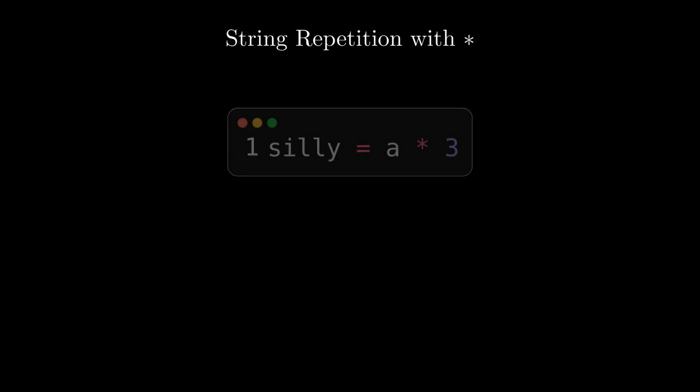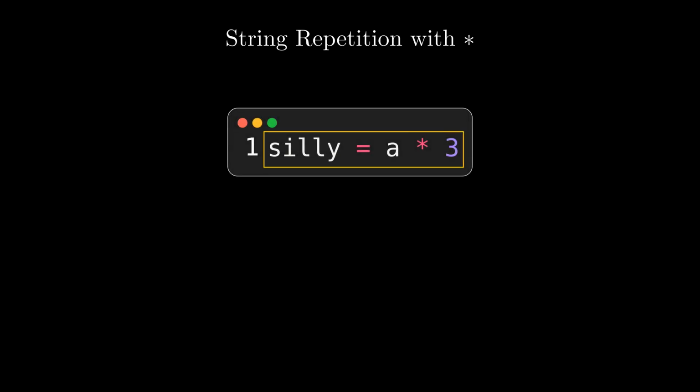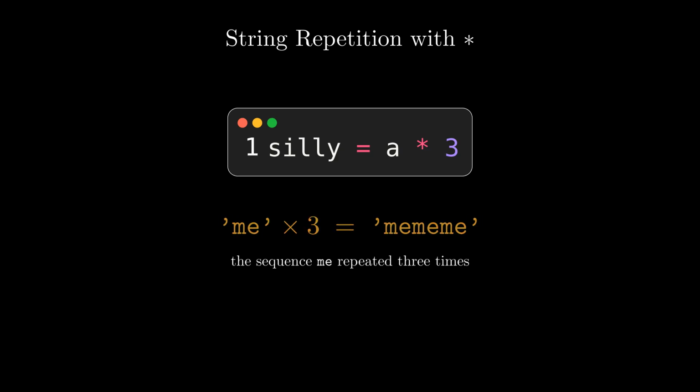The second operation is repetition. The star operator repeats a string. It works between a string and an integer, in either order, but not between two strings. Multiplying two strings has no sensible meaning, so Python doesn't allow it. Here, silly is set to a times 3. Since a holds the string "me", this produces the string "mememe", the sequence "me" repeated 3 times, bound to the name silly.